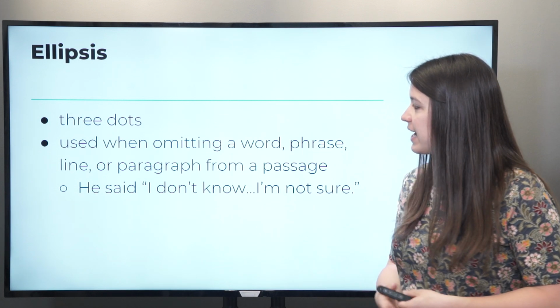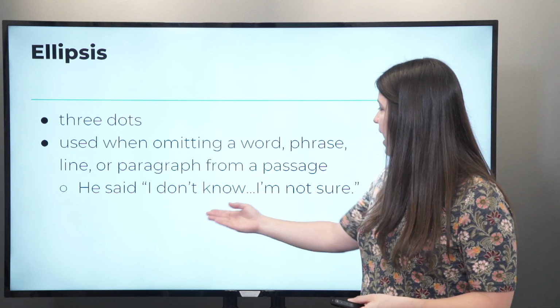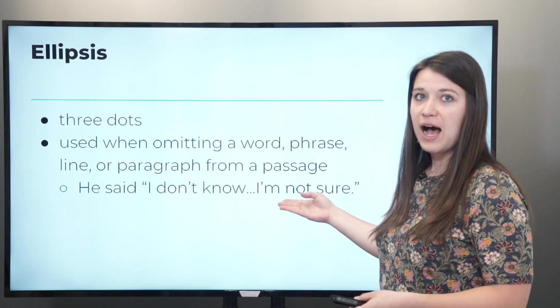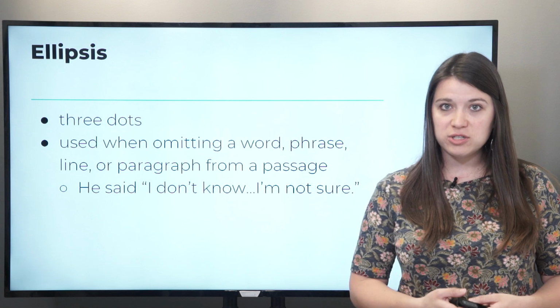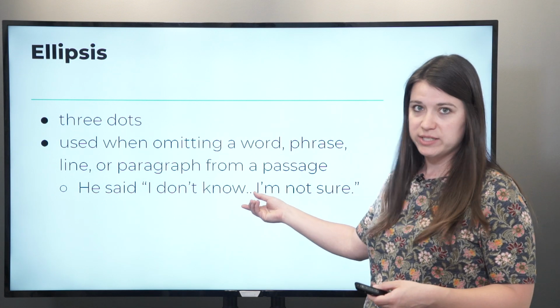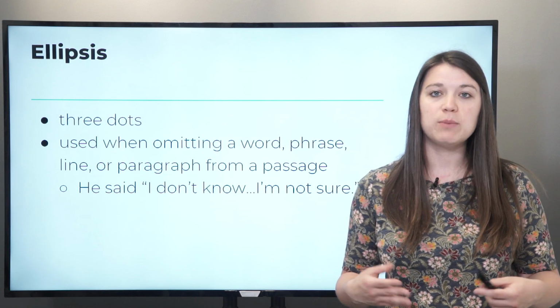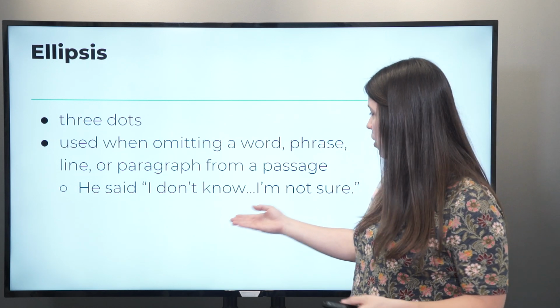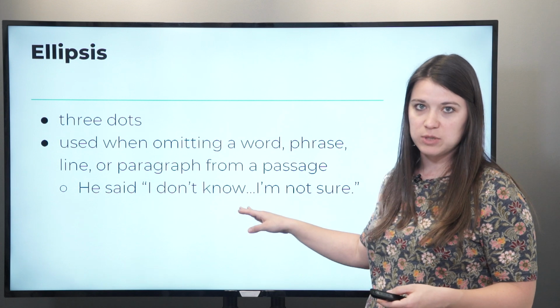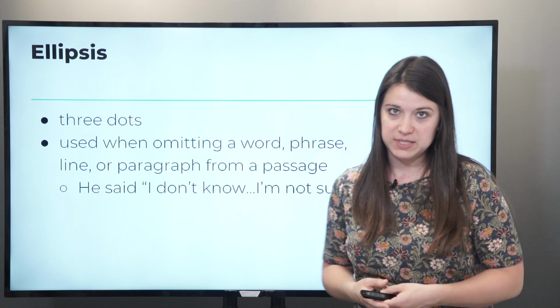So in this case, we have a quote. He said, I don't know, ... I'm not sure. So we understand from this that there is more text here between these two phrases, but it's not important to us. The most important part is that he said, I don't know, I'm not sure. So whatever is in between here, we replace with an ellipsis.